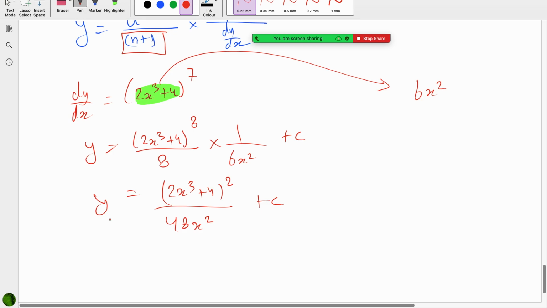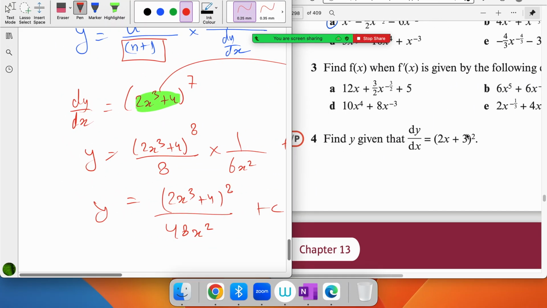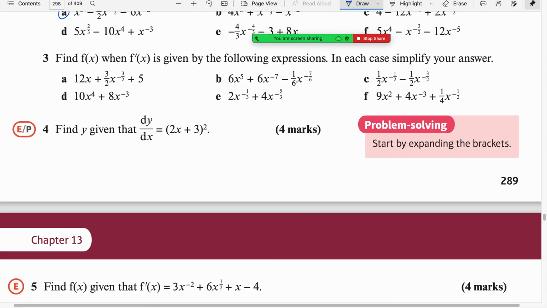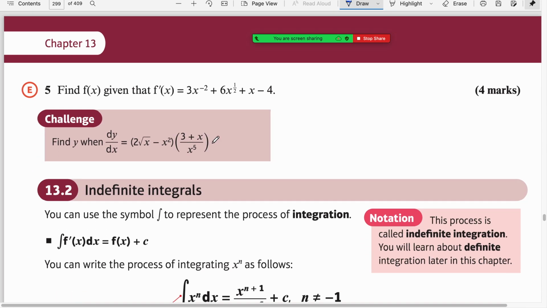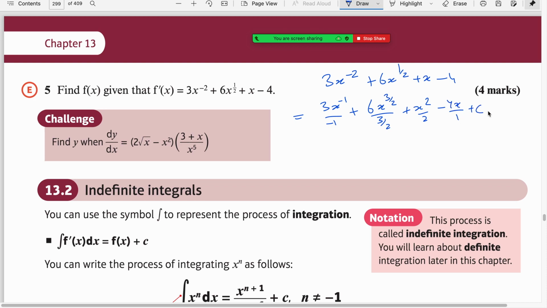If differentiation is weak, this won't be easy. Integration at every stage is the reverse of differentiation. So if this is the question, 6x to the 1 by 2 plus x minus 4, integration is power plus 1 over new power, for each term, plus c.